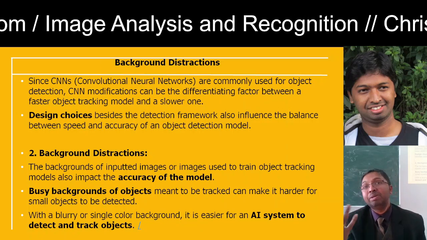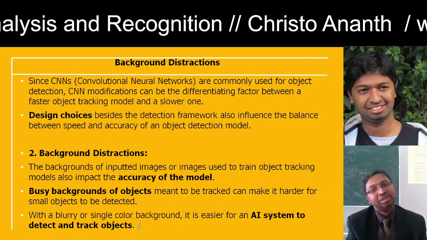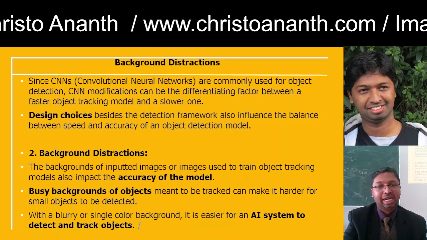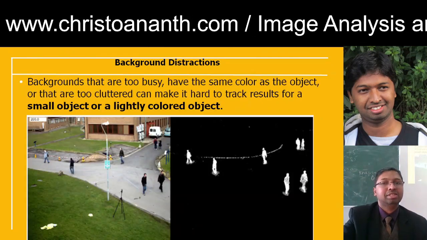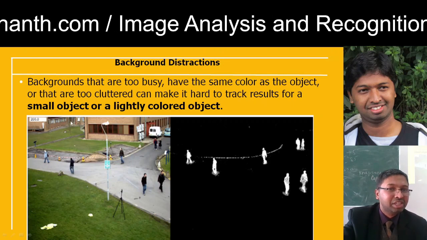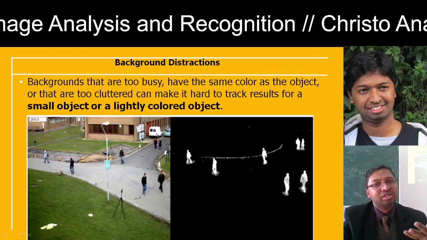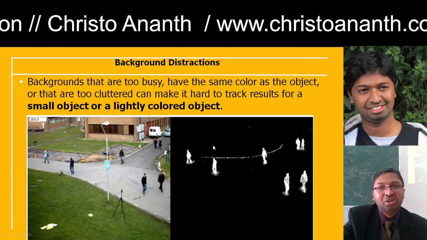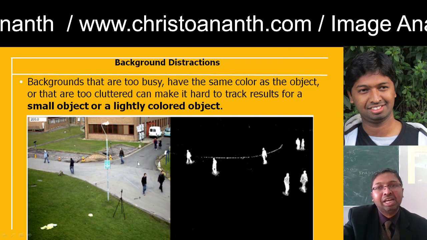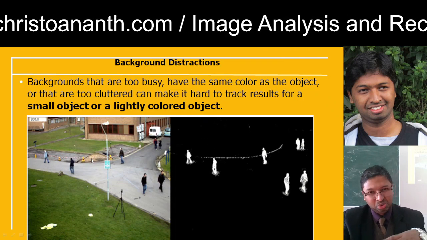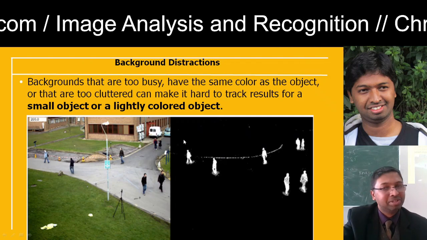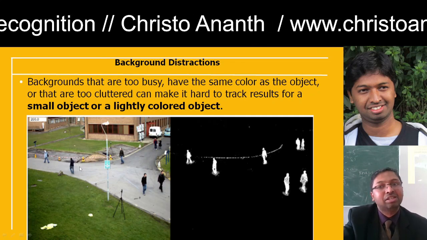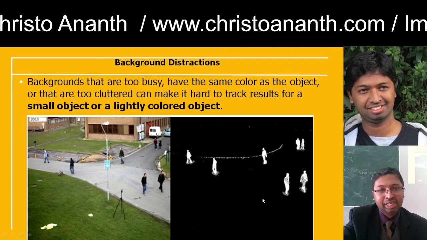With a blurry or single color background, it will definitely be easier for the artificial intelligence based system to detect and track the objects. These are backgrounds which are too busy. For example, here if you can see the background, there is grass, a building, a car, a light. There is too much going on. If they have the same color as the object, or it is too cluttered, it is much harder to track the results, especially with a smaller object or a light color object. So this is how it will be categorized.